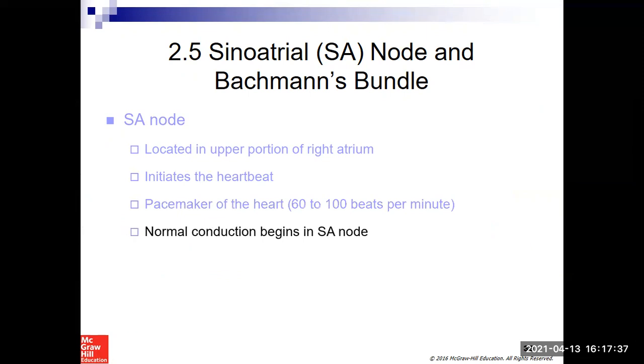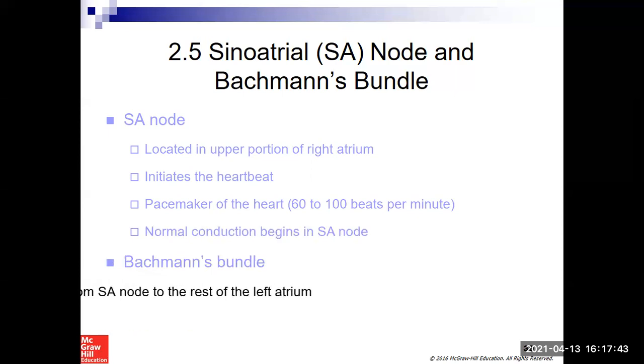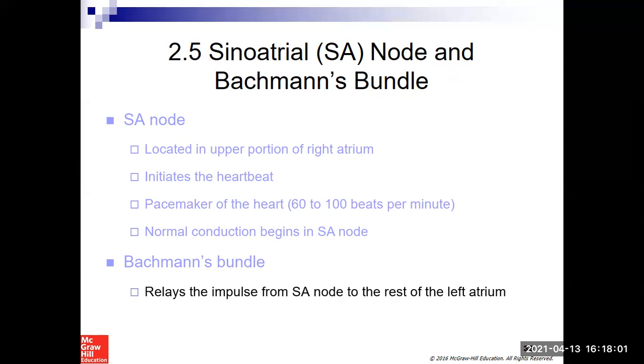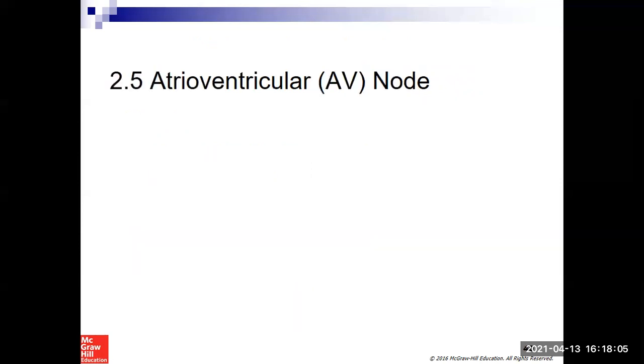The normal conduction begins in the SA node. And the Bachmann's bundle relays the impulse from the SA node to the rest of the left atrium. So remember, when that P wave began to form, I said it initiates in the right side of the atrium and transfers over to the left atrium. That impulse, Bachmann's bundle, it relays the impulse from the right side to the left side.